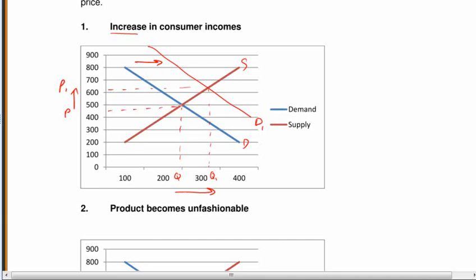So an increase in disposable income will tend to lead to an increase in quantity and an increase in price. Now, you might remember we were talking about demand pull inflation not so long ago. Okay, that's why demand pull inflation happens.